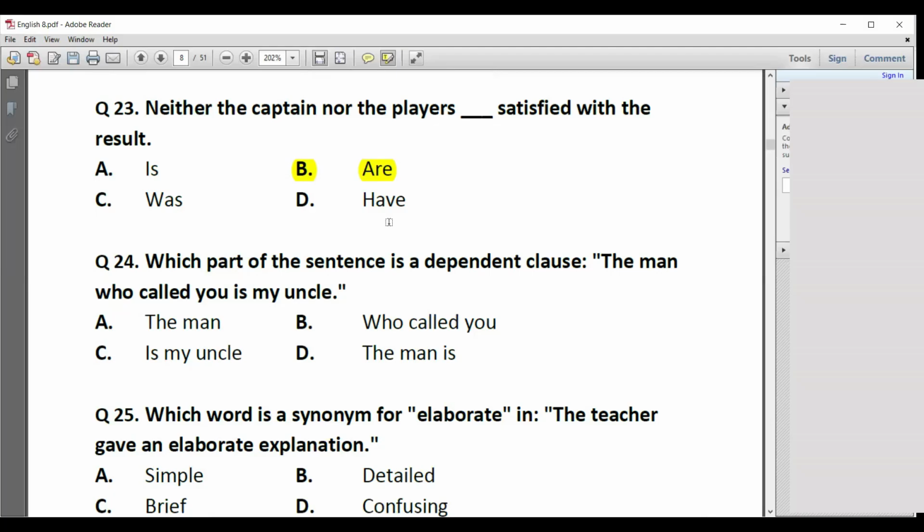Question 24. Which part of the sentence is a dependent clause? "The man who called you is my uncle." A, the man. B, who called you. C, is my uncle. D, the man is. The correct answer is option B, who called you. It cannot stand on its own and depends on the main clause. It also begins with a relative pronoun who.